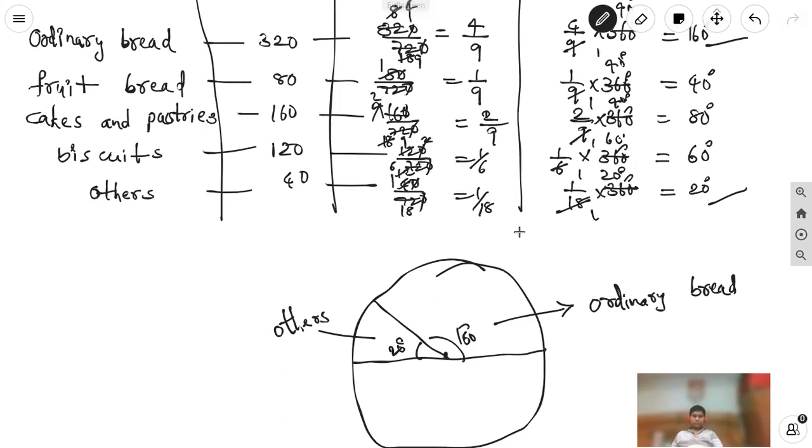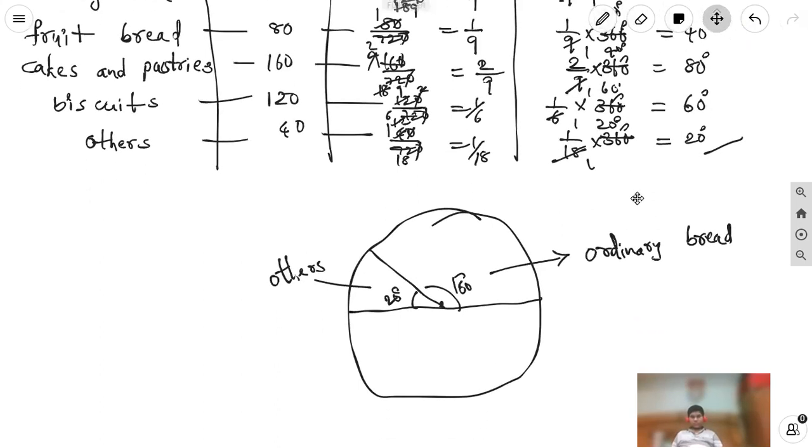Next, the 180 degrees can be divided. This is 90 degrees, but 80 degrees means the remaining 10 degrees is left. This is an 80 degrees angle, and the 80 degrees angle is for cakes and pastries.